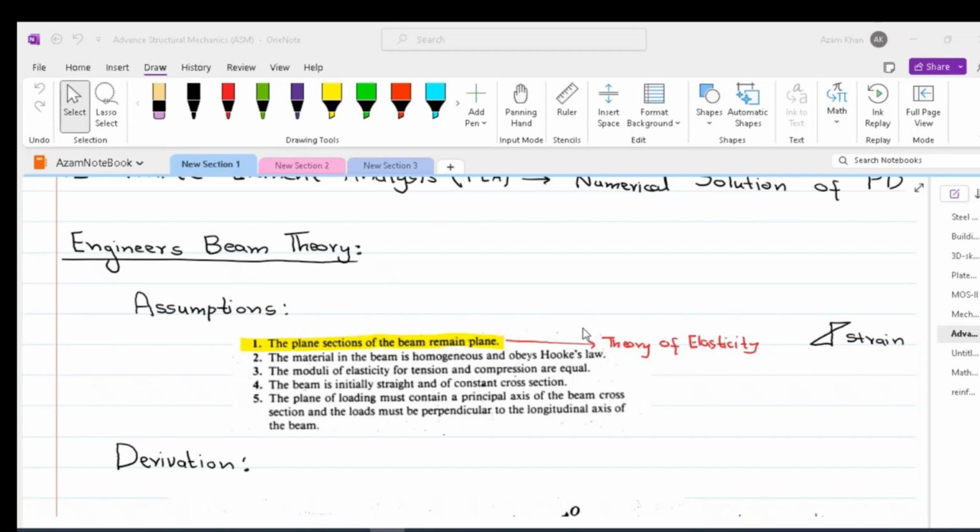Plane sections remain plane, the material is homogeneous and obeys Hooke's law, and the modulus of elasticity for compression and tension are equal. The beam has a constant cross section and is straight initially, before application of the load. And finally, the plane of loading must contain a principal axis of the beam cross section, and loads must be perpendicular to the longitudinal axis of the beam.